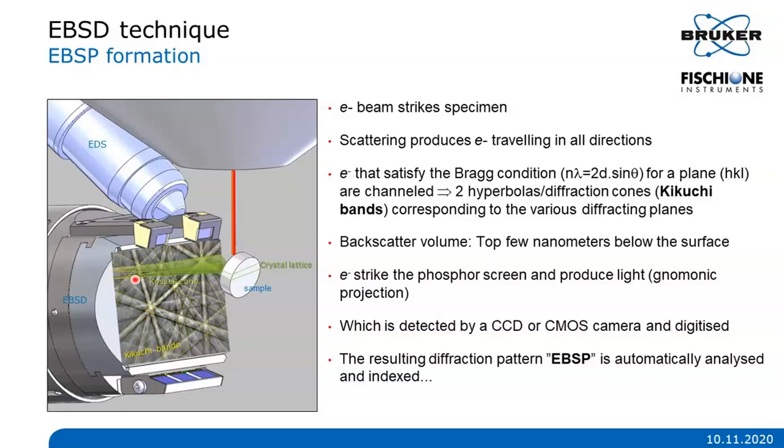Each diffraction pattern is then analyzed by the Bruker EBSD software. The sample is tilted at 70 degrees to normal incidence of the electron beam to optimize the fraction of electrons scattered from the sample, so to get a good diffraction pattern with great contrast. It's important to note that the backscattered volume is very small, only the top few nanometers below the sample surface. That's why sample preparation is critical for EBSD analysis. The subsurface has to be free of deformation induced by the preparation.